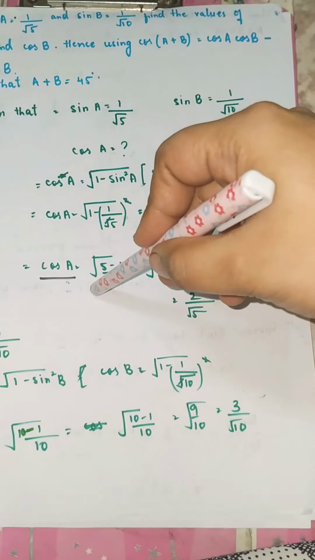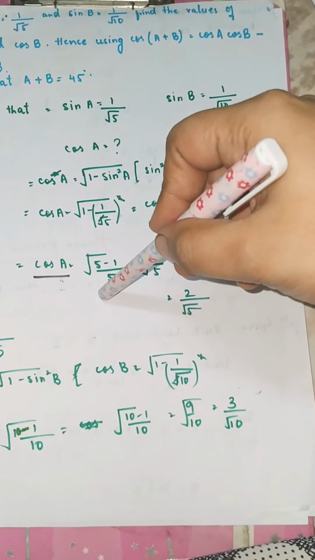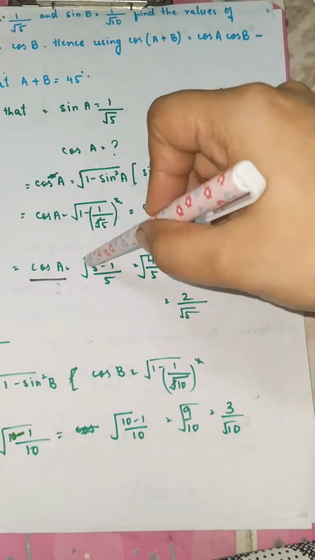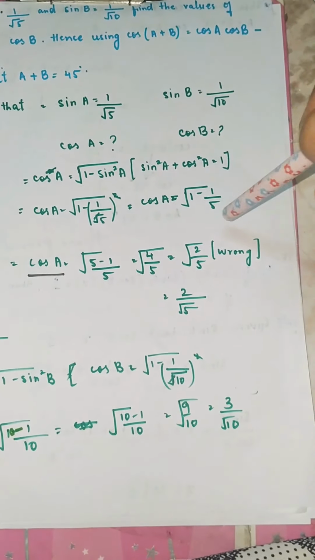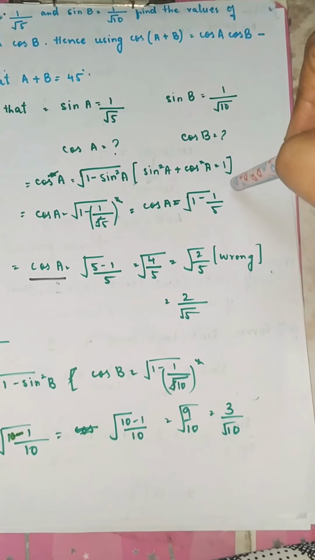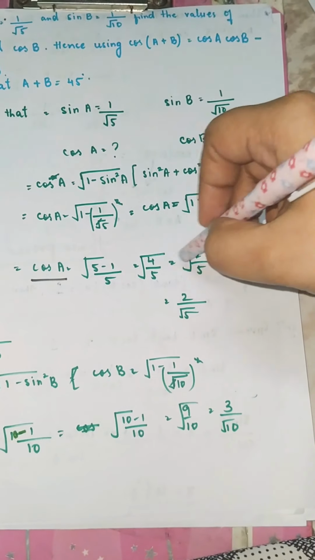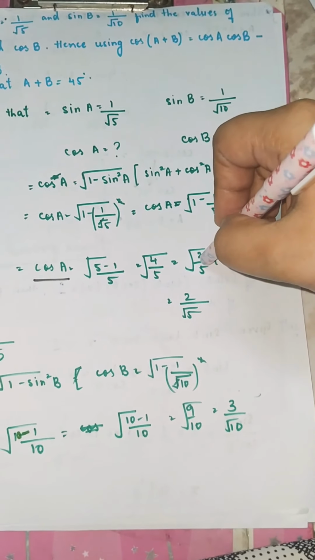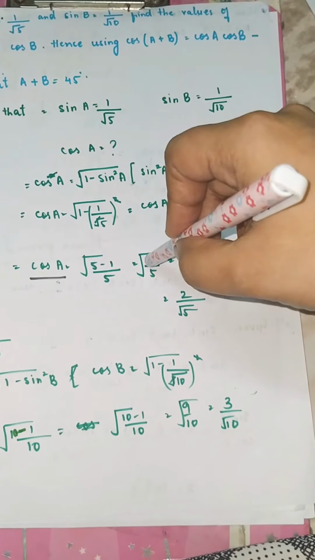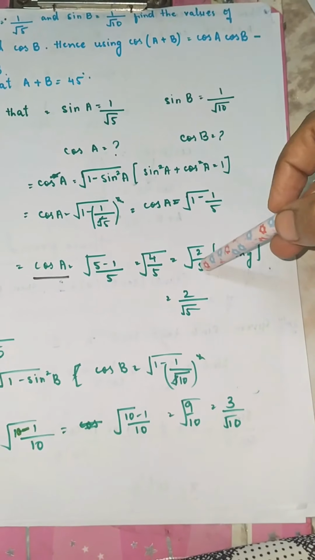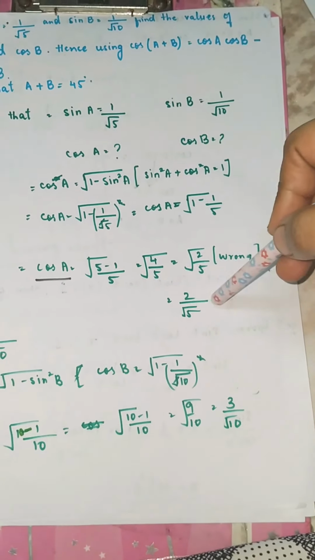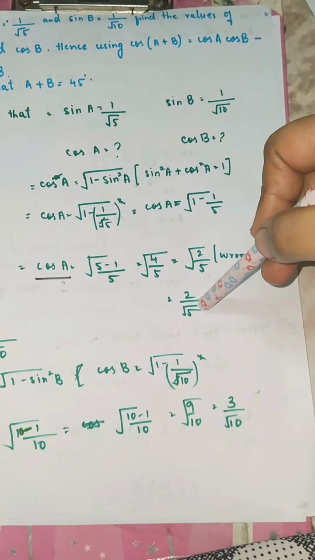Now take LCM. LCM is 5. 5 ones are 5 minus, how many times does 5 go in 5? 1 time. 1 into 1 is 1. 5 minus 1 is 4. 4 by 5, root 4 by 5. So what is root 4? Root 4 is 2, 2 twos are 4. Don't take the whole root by 5. We have taken root 4, so this is wrong. You have to write 2 by root 5, as we have taken the root of 4.